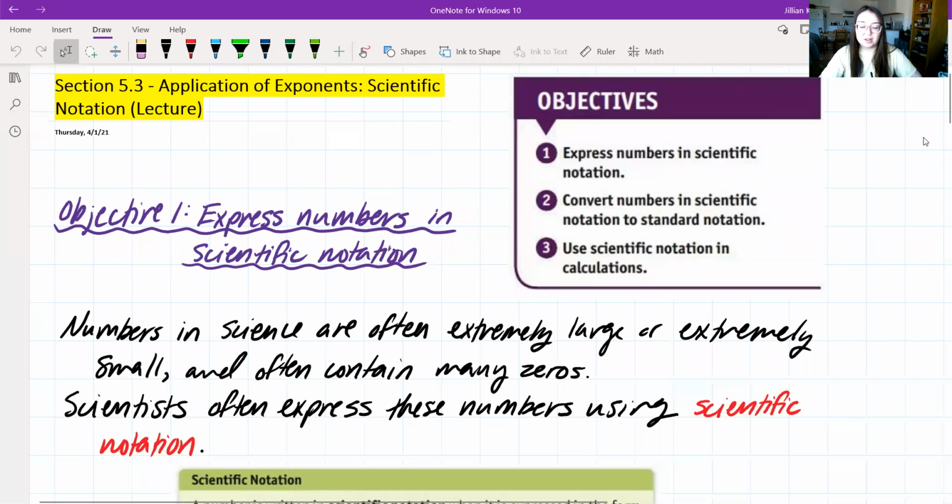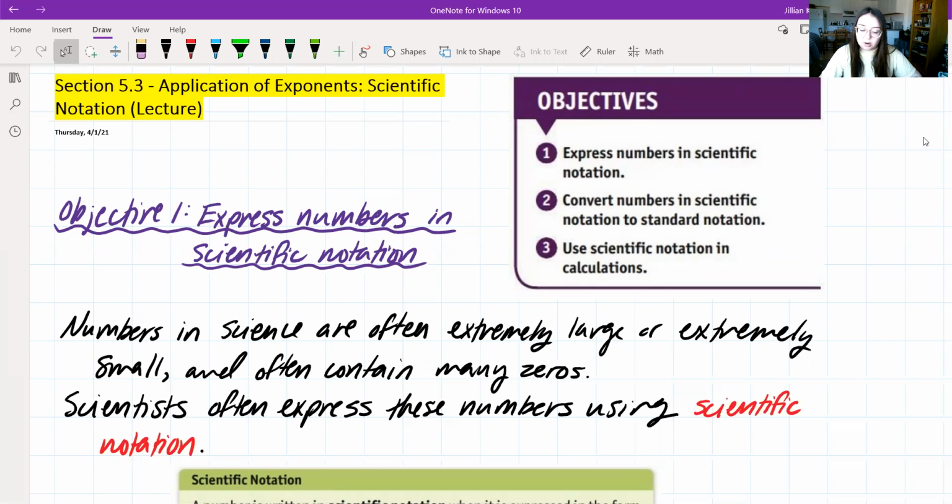All right, hello everyone. We're going to be going over section 5.3, which is the application of exponents, scientific notation. So we have three objectives here. We want to express numbers in scientific notation, we want to convert numbers in scientific notation to standard notation, and we want to use scientific notation in calculations. So objective one, we want to express numbers in scientific notation.